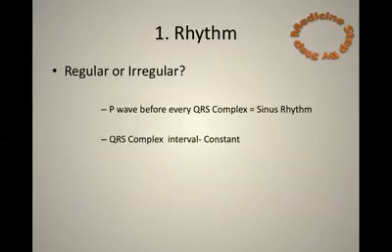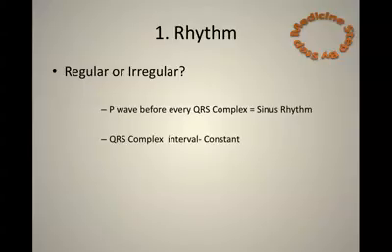So, first thing to check is the rhythm of the ECG to see if the heart rate is sinus, regular, or irregular. A P wave before every QRS complex makes it a sinus rhythm. For it to be regular, the intervals between the QRS complex should be constant. For this, I usually check the interval between R waves.